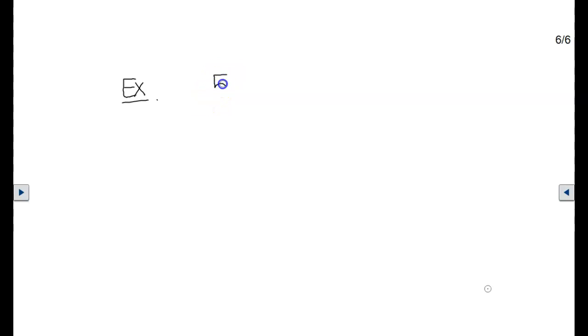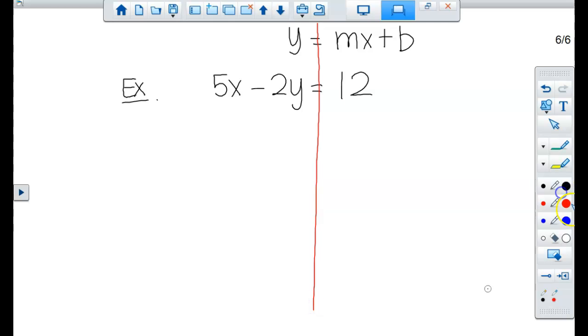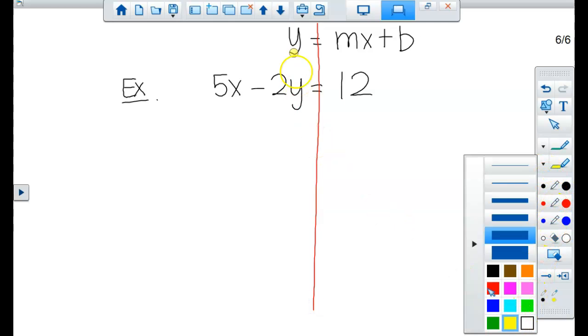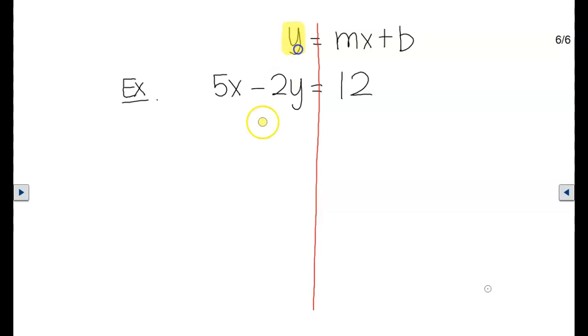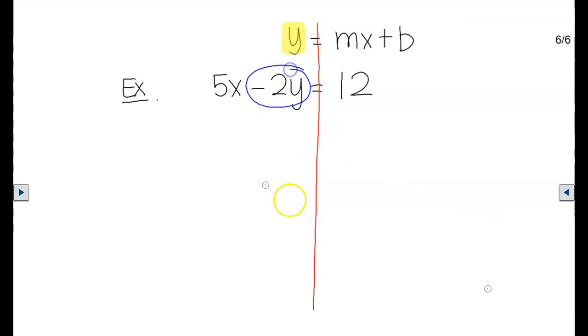All right, so let's say we have 5x minus 2y is equal to 12. Now remember what we want. We want this to be y equals mx plus b. So I'm going to write that above it. Notice that I am lining up my equal signs, and I'm going to draw the line right down through that equal sign. Now, I want y to be alone. He is not. Okay? Y has a 5x and a negative 2 with him. So find your term that has y. It is negative 2y. I'm going to circle that.